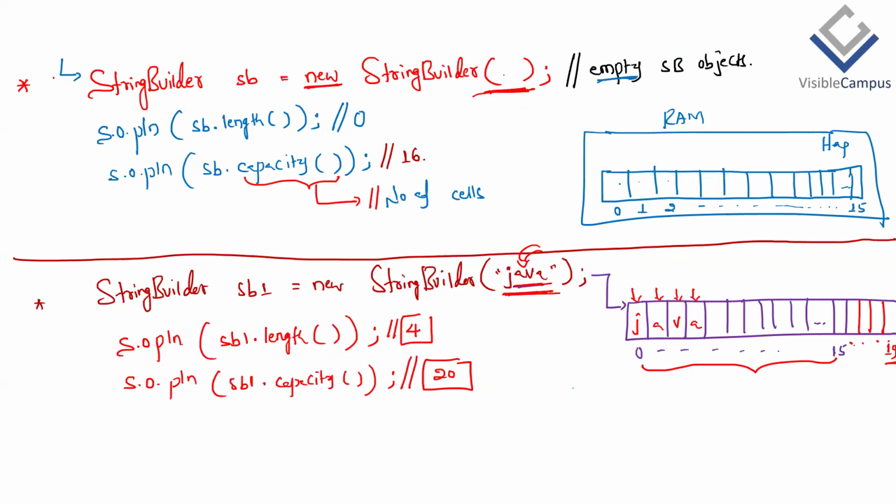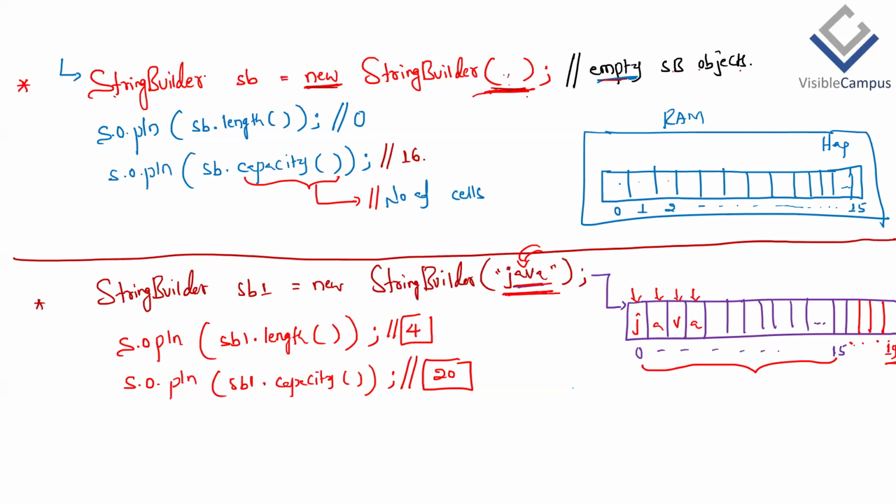Now, for string, we can declare in two different ways: without using the new keyword, and by using the new keyword. But for string builder, we can declare only with one approach, the object approach. There is no without-new-keyword approach for string builder. Whenever we declare a string builder object without passing any value, that's called an empty string builder object.